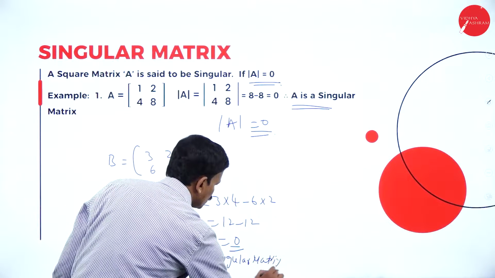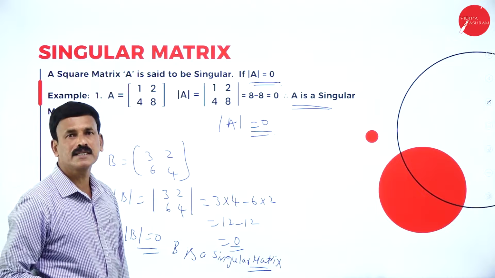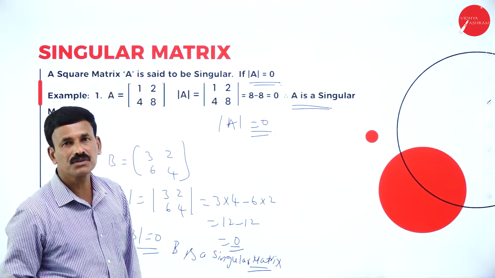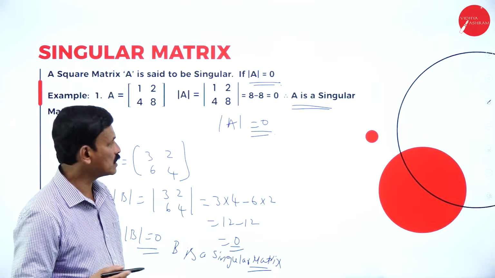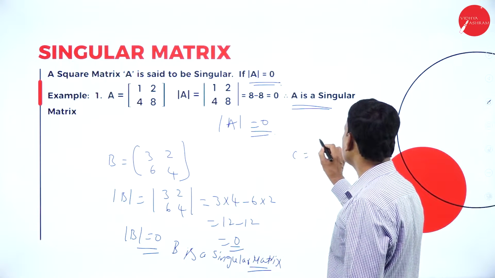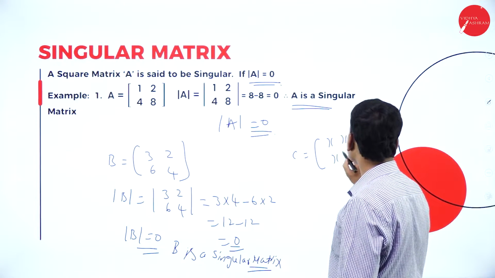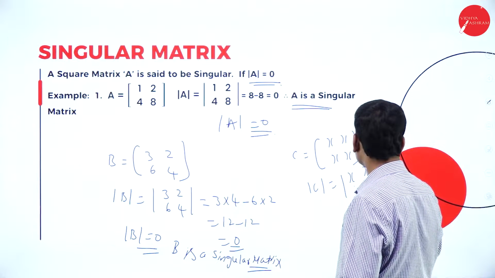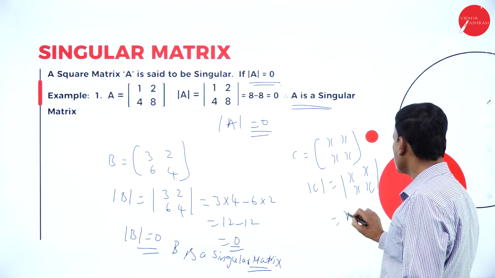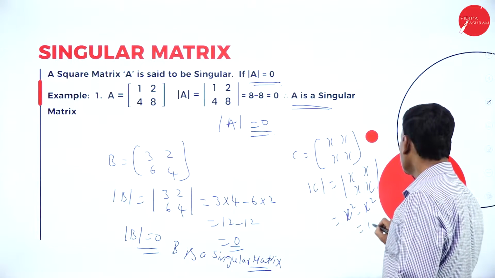So, a matrix A is said to be singular if its determinant value is equal to 0. If determinant of A is equal to 0, then it is called a singular matrix. Let me take one more example. C is equal to x, x, x, x. Then what is this equal to? Determinant of C is the determinant of x, x, x, x, that's equal to x into x is x square minus x square, which is equal to 0.